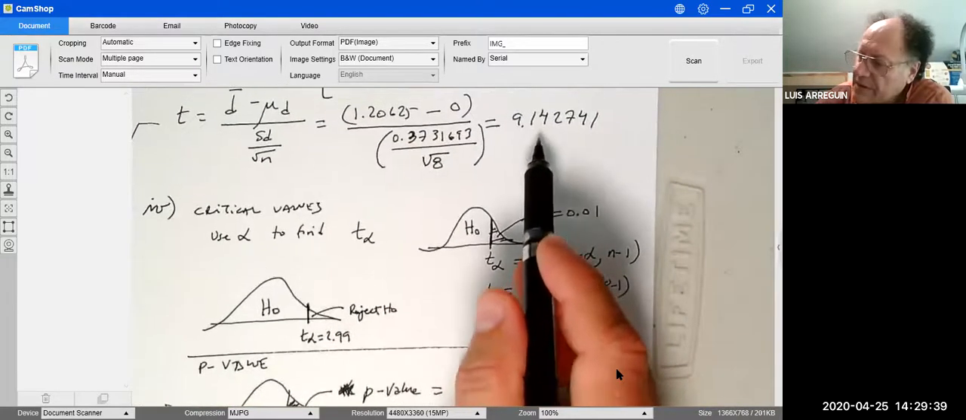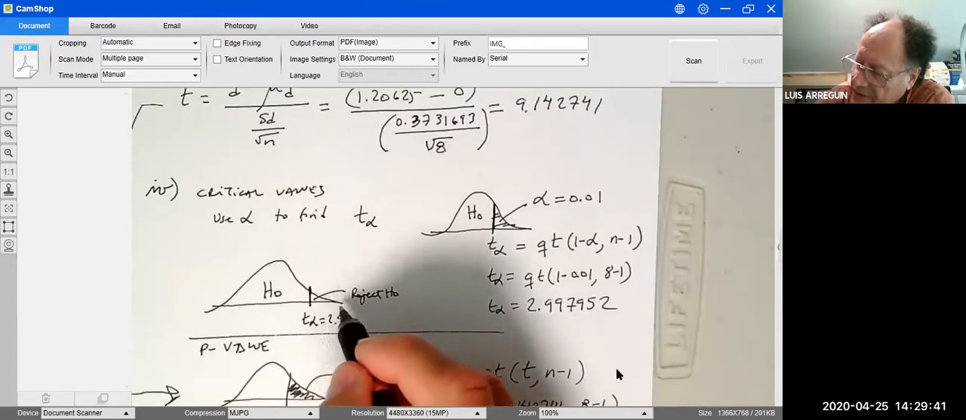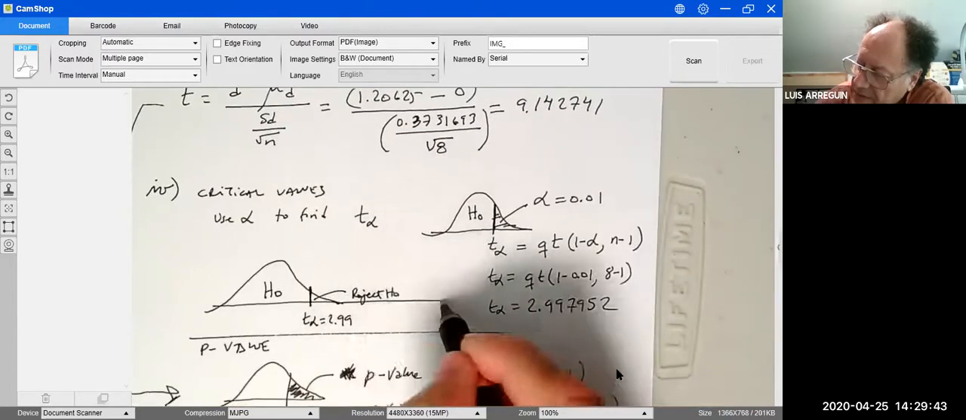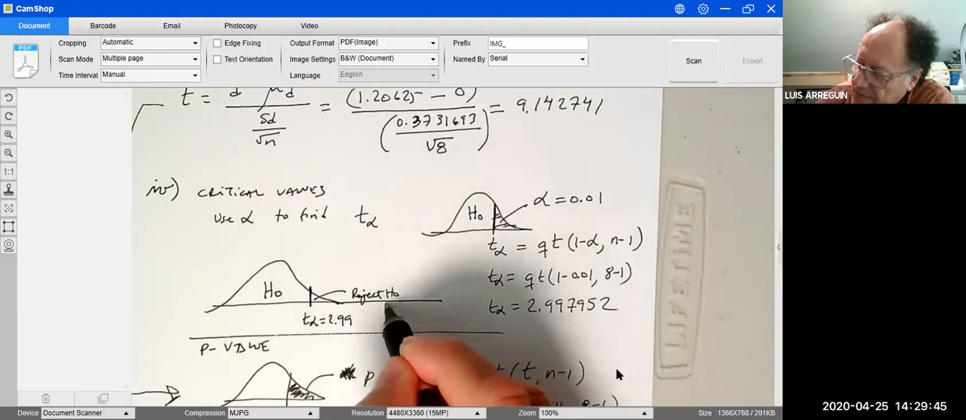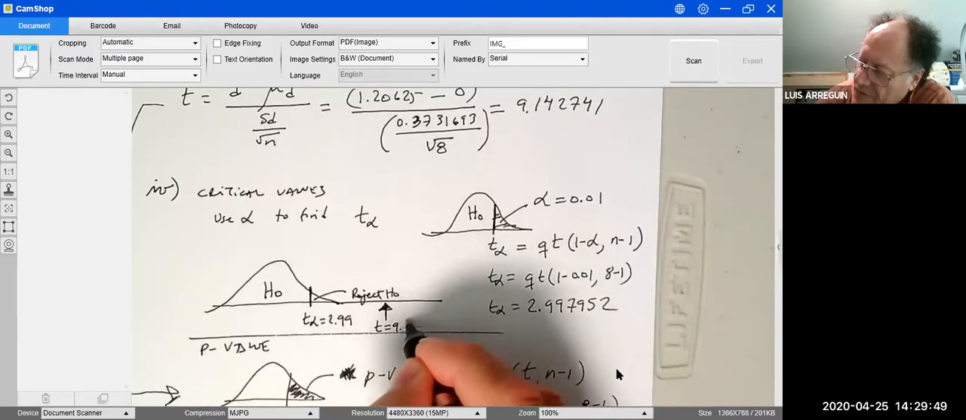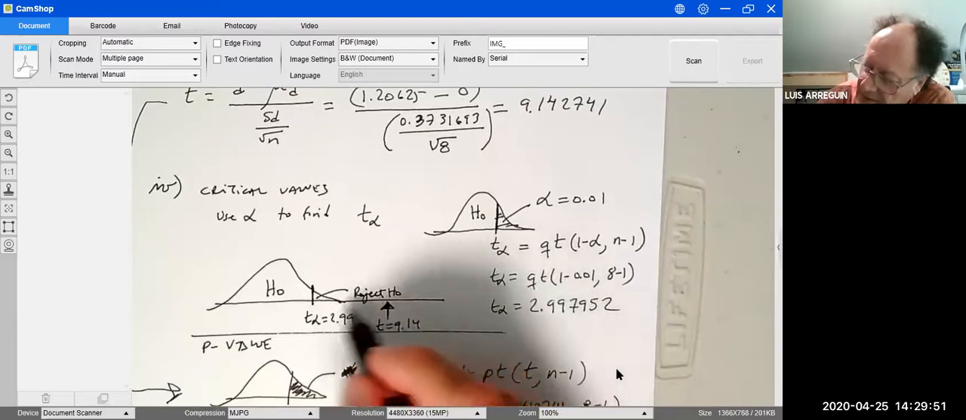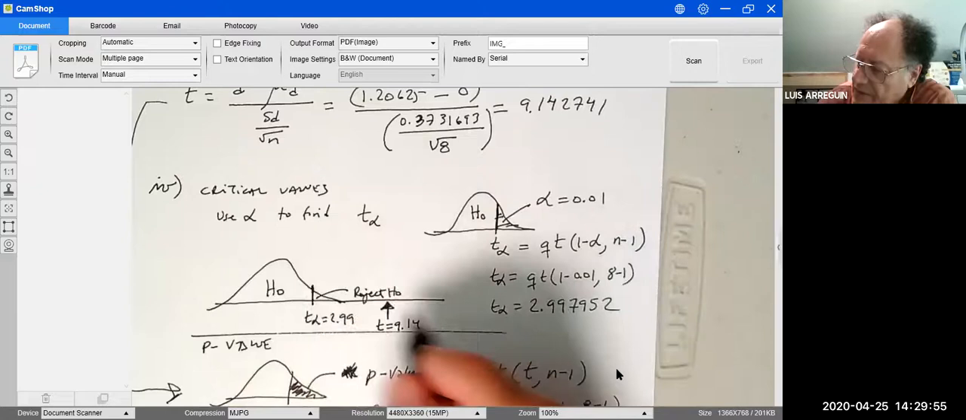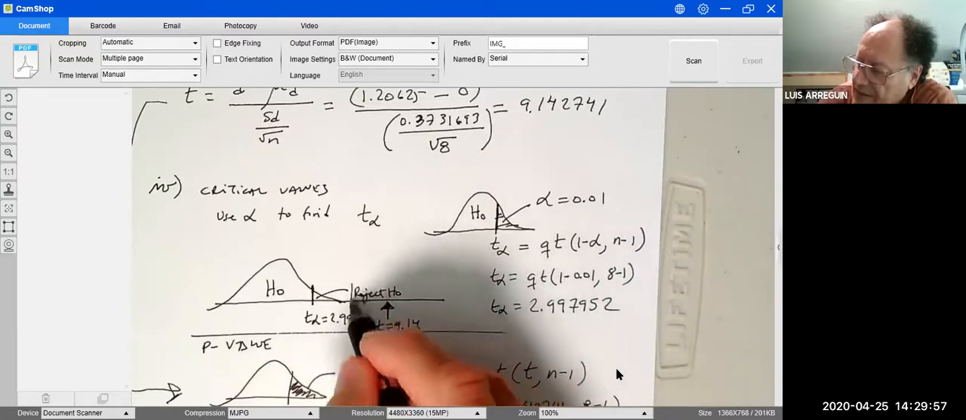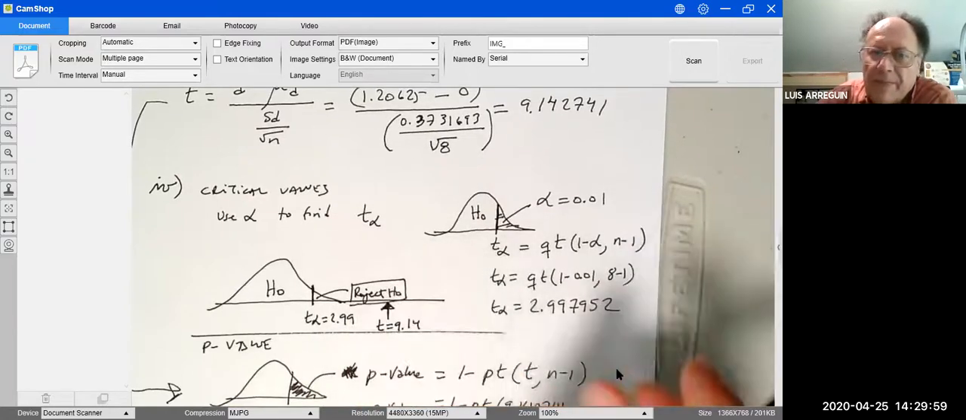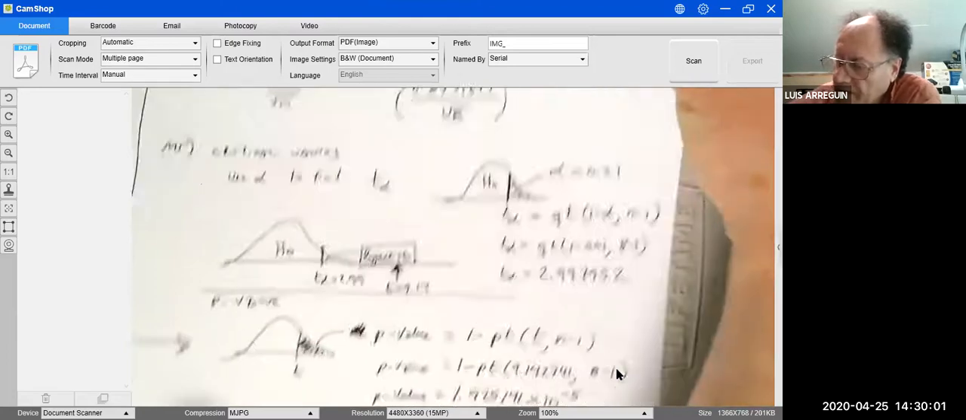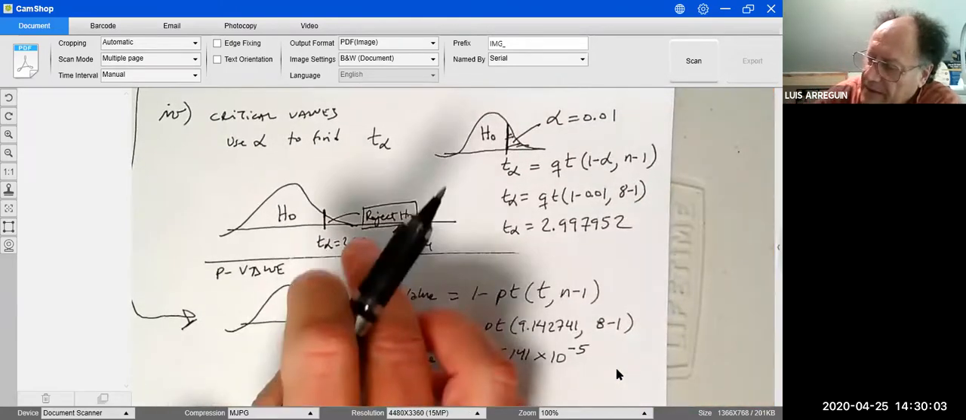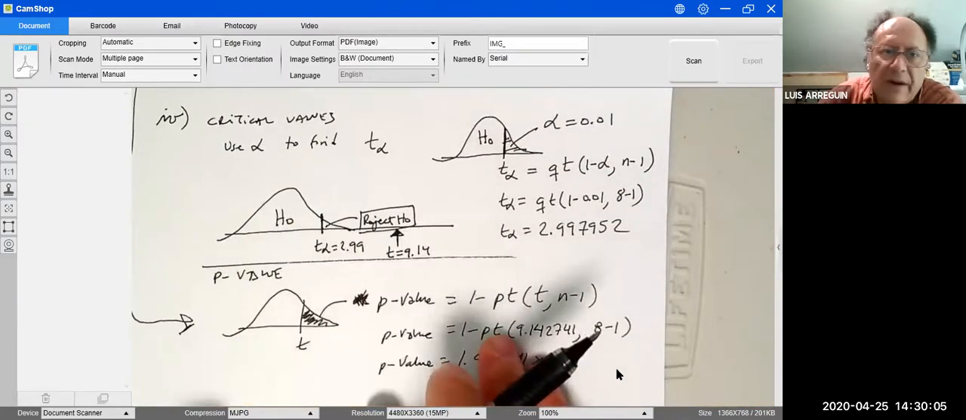So what is 9.14? 9.14 is going to be somewhere over here. So let's say it's over here. So your t equals 9.14 is very, very, very far from the region that favors the null. So you're going to need to reject the null. So that's the conclusion, the decision that you're going to make using the critical value method.